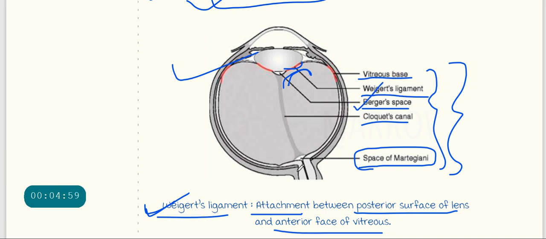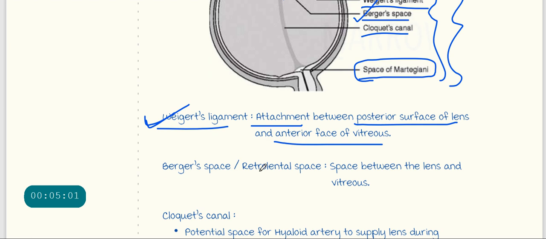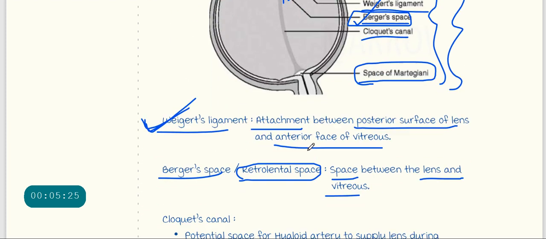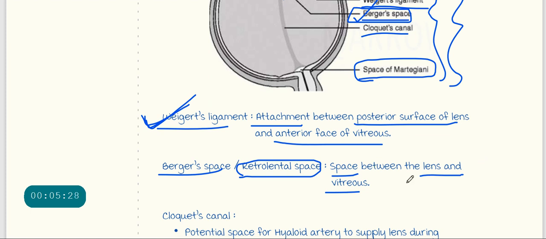Now the next is Berger's space. What is Berger's space? It is also called the retrolental space. This is a space between the lens and the vitreous. So the attachment between the lens and the vitreous is Wieger's ligament, and Berger's space, as we studied, is the space between the lens and the vitreous.